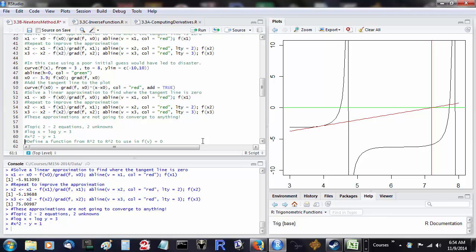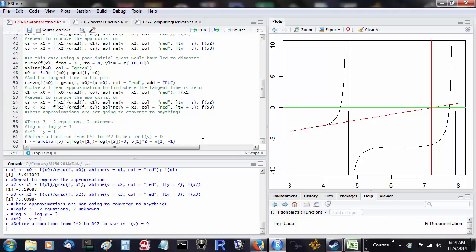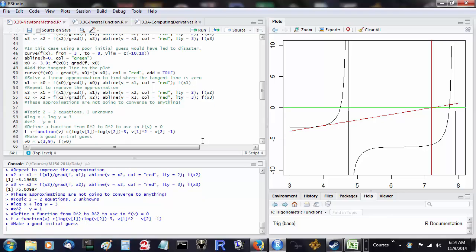So let's convert these equations into a vector-valued function from R2 to R2, where we can say f of v equals 0. The first component, read in terms of x and y, is log x plus log y minus 3. The second one is x squared minus y minus 1, and we want that function to equal 0. We need a good initial guess, and here I've devised the equations so that such a guess is fairly easy to come by.